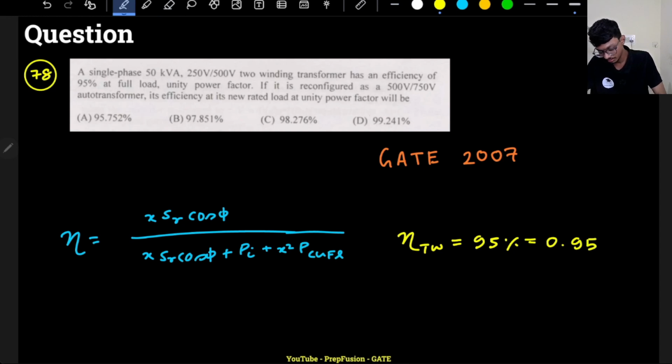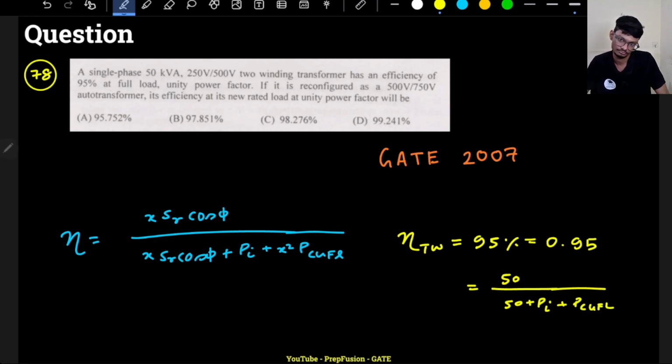Okay, now it is at full load and unity power factor. So this will be equals to full load, right? Full load means X is 1, so SR is 50 kVA, divided by cos phi, which is also 1, unity power factor. So this will be 50 divided by 50 plus the iron loss. I don't know what the iron loss is, so it is Pi plus the full load copper loss, PCUFL. So I know what Pi plus PCUFL is, right?